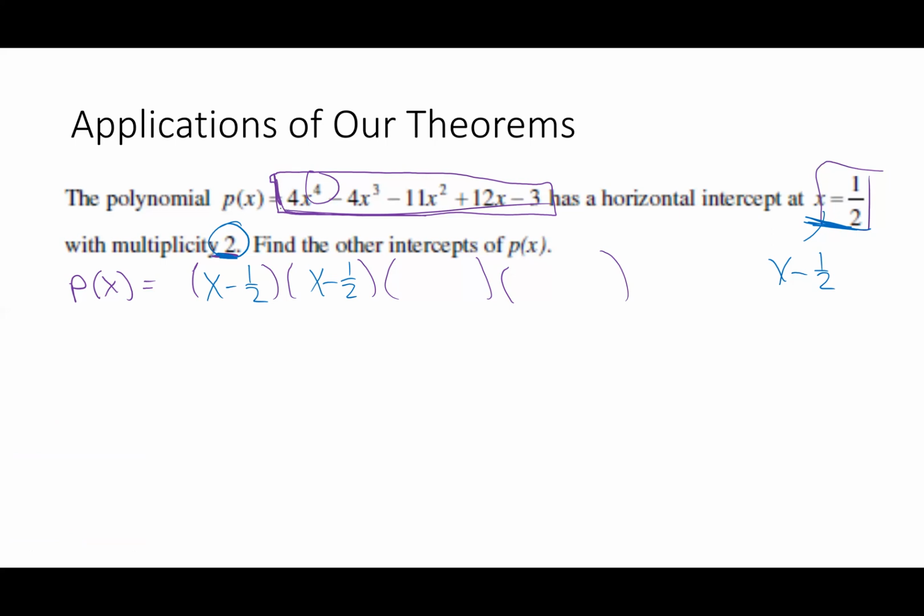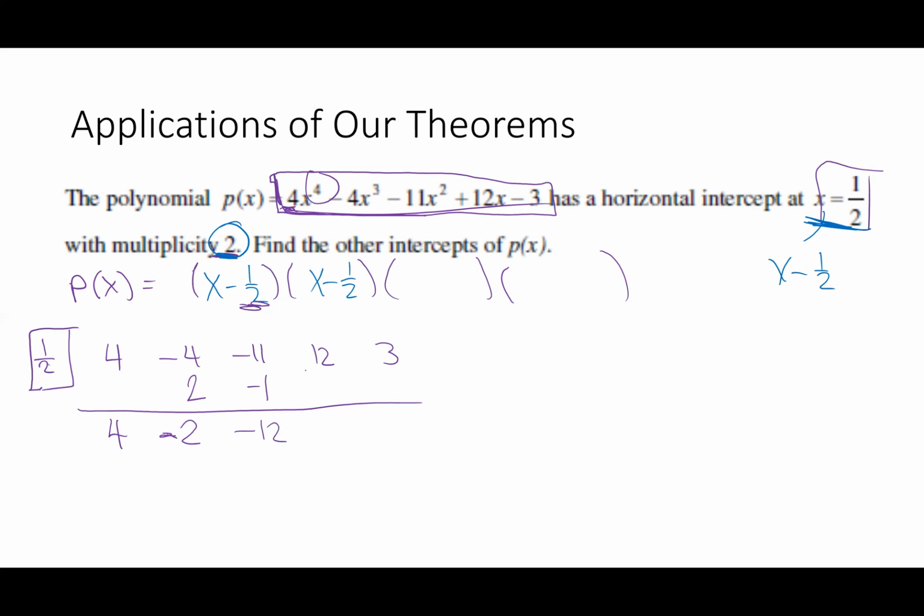So now let's do some synthetic division, and we're going to be dividing by 1/2. So we list off our coefficients. And we've got 1/2. All right, so we drag our 4 down, take 4, multiply it by 1/2, I get 2. -4 plus 2, that's going to be -2. Multiply that by 1/2, I get -1. -11 minus 1, that's a -12. Multiply that by 1/2, I get -6. 12 plus -6 is going to be 6.